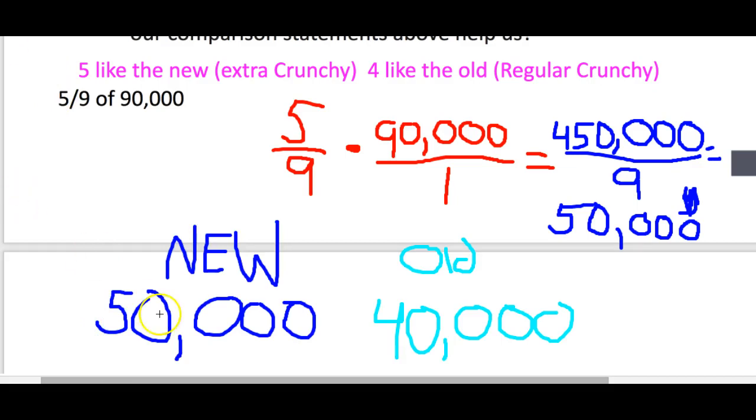Well, if you chose 50,000 for the new, because that's what we figured out, we have 90,000. We have to have 40,000 left to make old. And if you noticed, 50,000, 40,000, 90,000, they're all multiples of 5 and 9 and 4 and 9. So they made it kind of easy with easy numbers now that you go back and look at it. But when you initially looked at it, you were probably a bit nervous about the numbers.